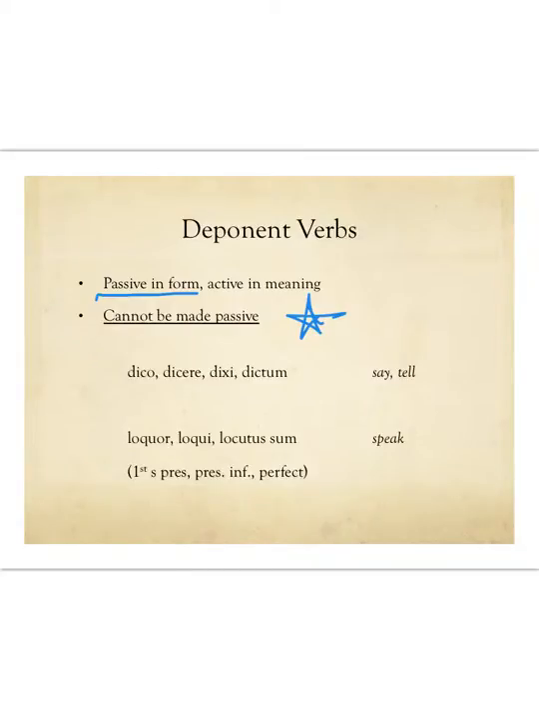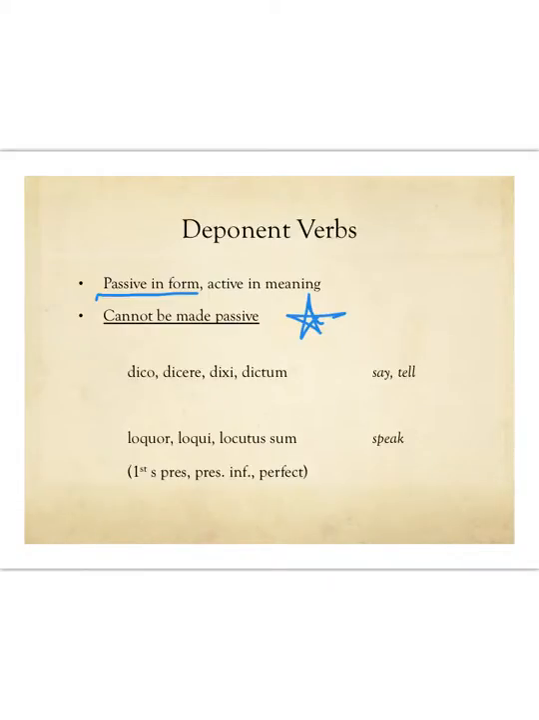So we'll see some examples of them. But these are verbs that even though their forms are passive, we're going to translate them actively. And if we want to express the idea of that verb passively, we have to use a different verb. So here for you is an example.